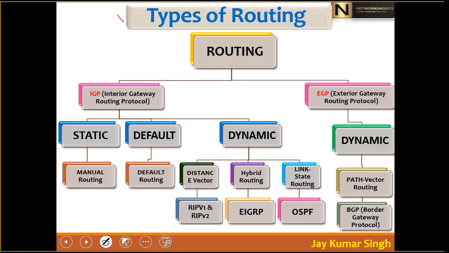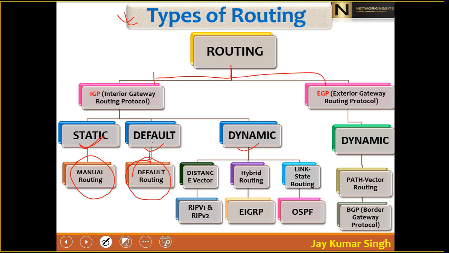Types of routing: we have two types of routing, IGP and EGP. In IGP we have static, default, and dynamic. Static is a manual routing concept where we configure everything manually: we add manually, we remove manually, we modify manually.